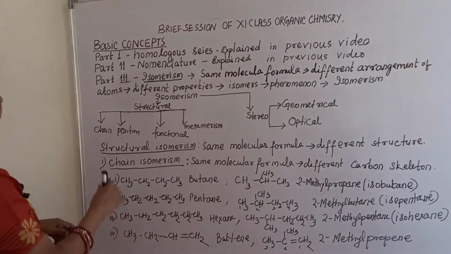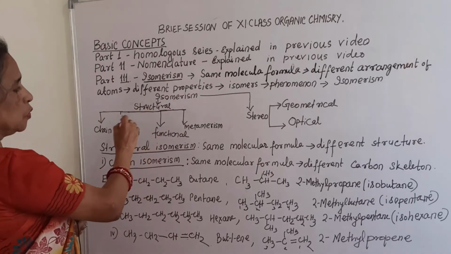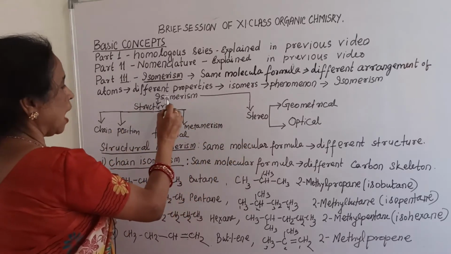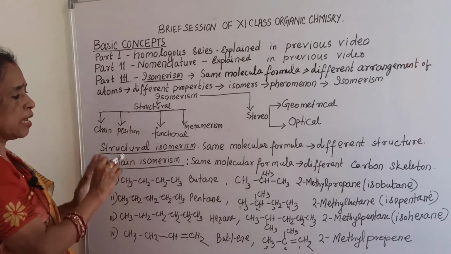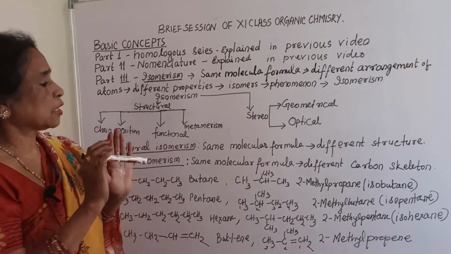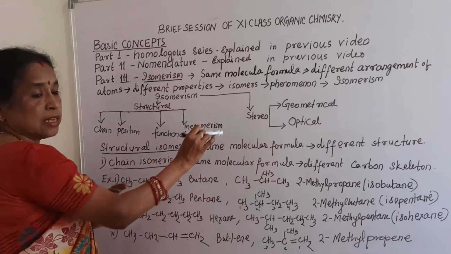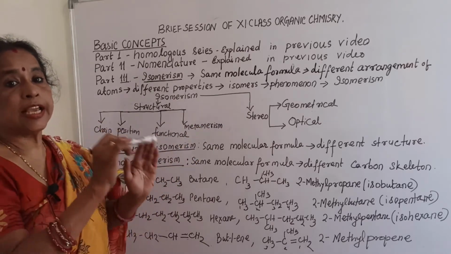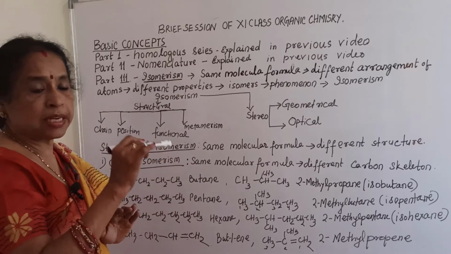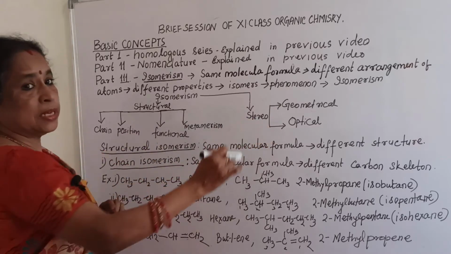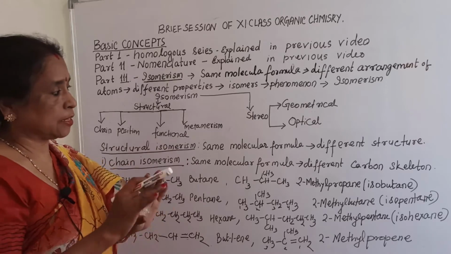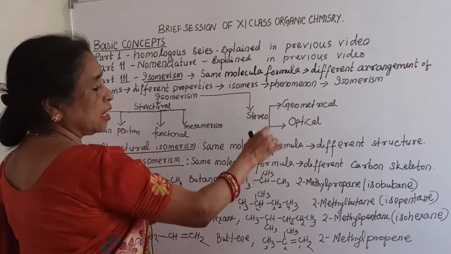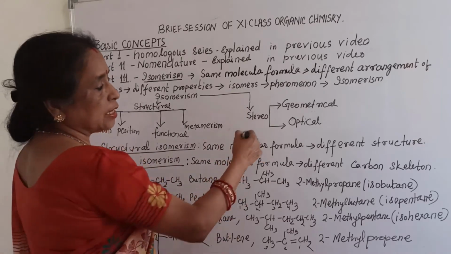Again see, isomerisms are 2 types. One is structural, another is stereo. Structural means same molecular formula but structures are different, and stereo means same molecular formula, different arrangement of atoms in space. That means stereo means the arrangement of atoms in space is different, and there are 2 types of stereo isomerism. One is geometrical, other one is optical. Later we will see this one.